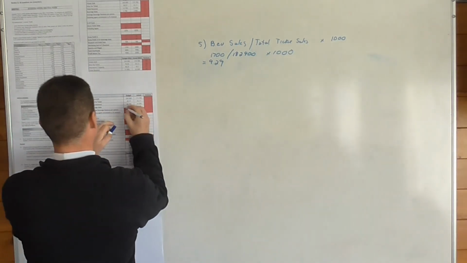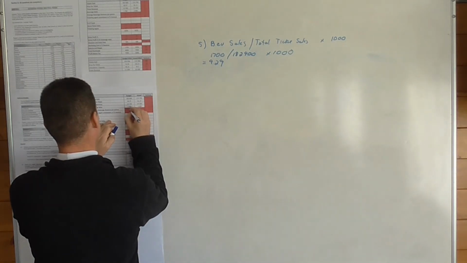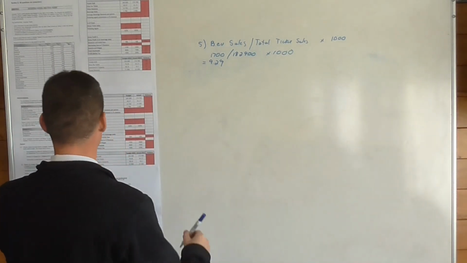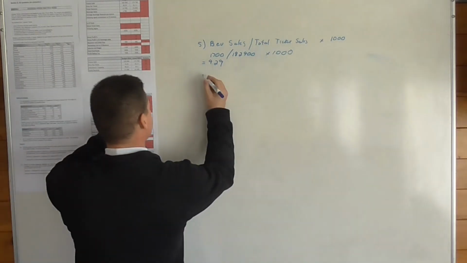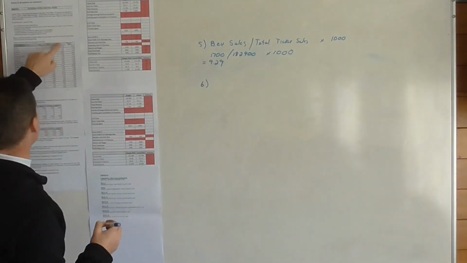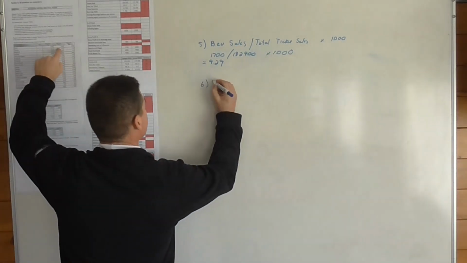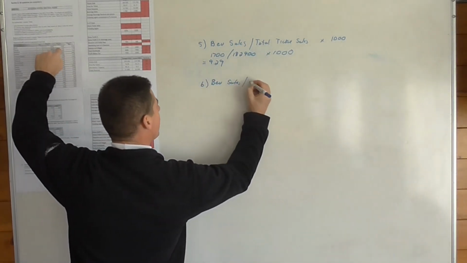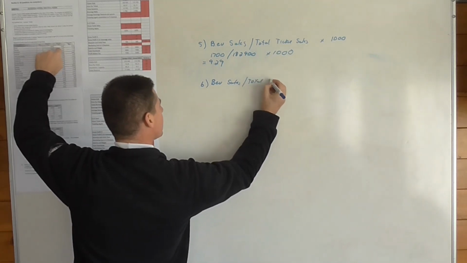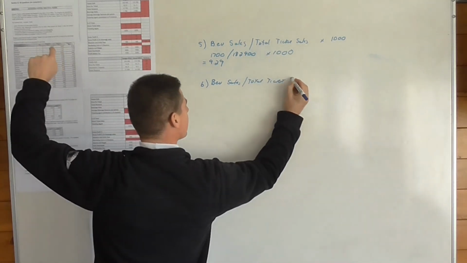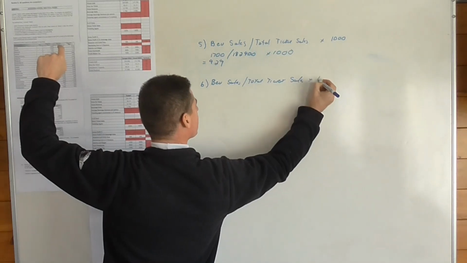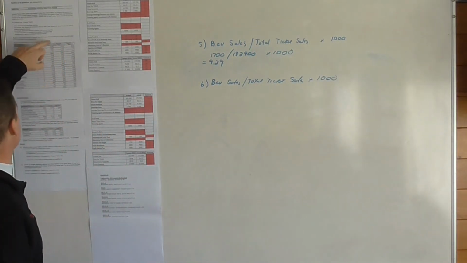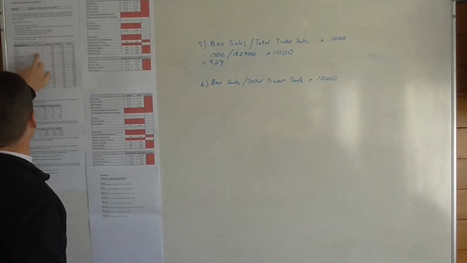So that is 9.29. All right. So now let's do number 6, which is the actual. So now you go to the actual column again. It's your beverage sales divided by total ticket sales multiplied by 1,000. All right. So we're here at the actual. Now we're going to beverage sales.